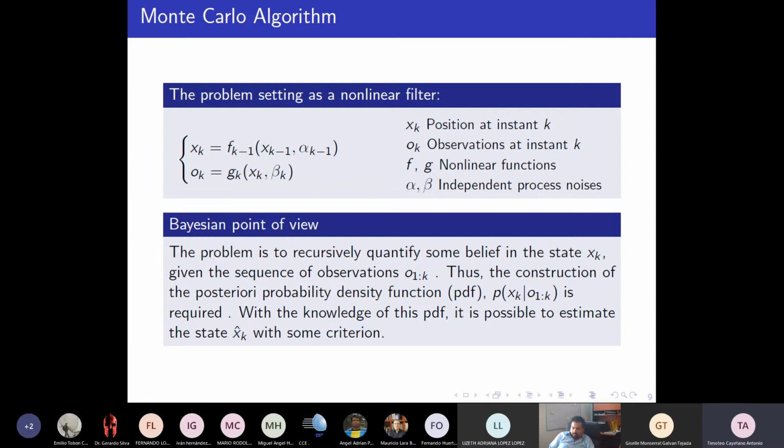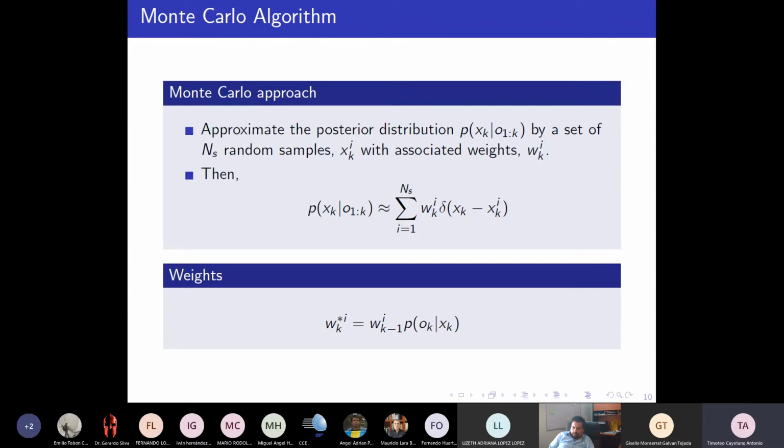Usually, when we have the PDF, the xk is estimated as an average of this PDF. This is the Bayesian point of view, and this is what the Monte Carlo algorithm follows. The idea behind the Monte Carlo approach is that this PDF can be represented as a weighted set of samples, and each of them has a weight.